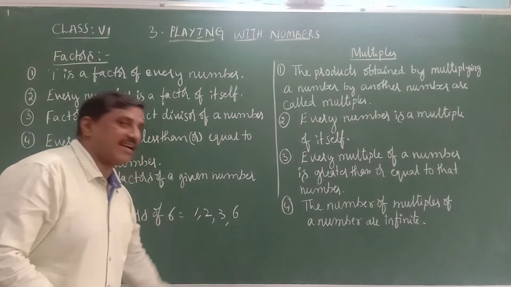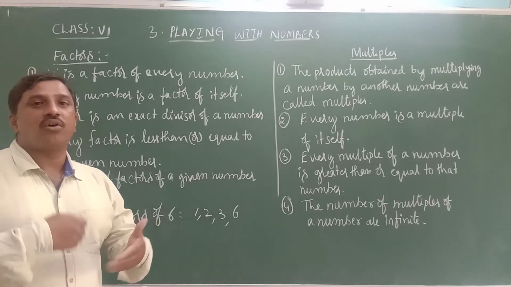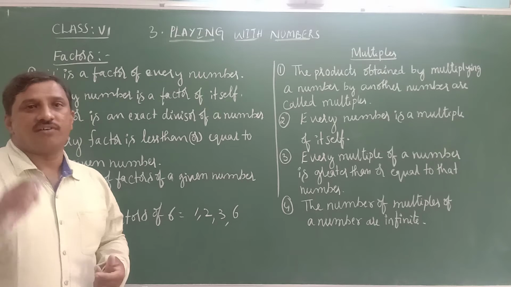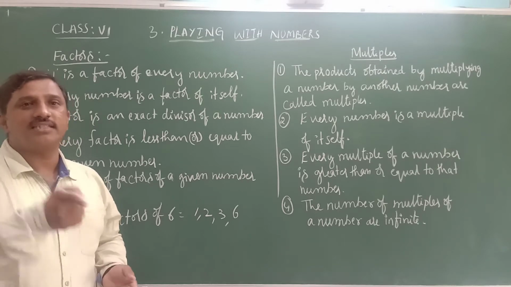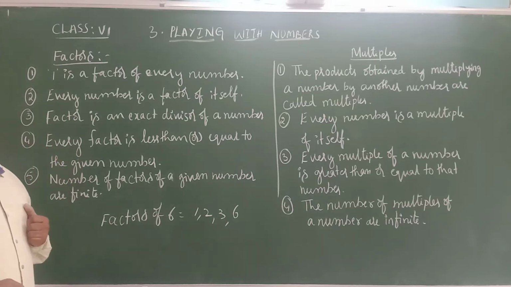Here only 4 factors are there. There are some numbers which have 2 factors or more than 2 factors. But for 1, there is only one factor, that is the number itself. So these are the points related to factors.